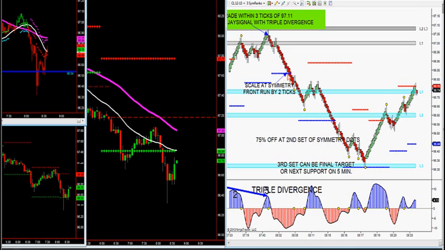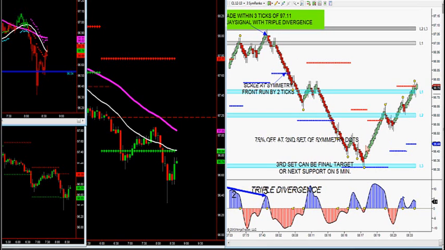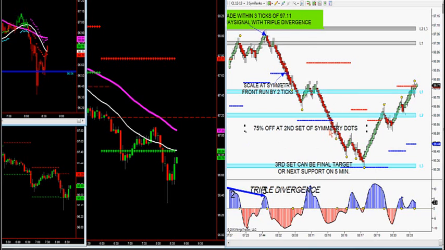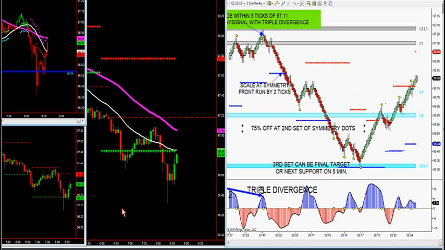You want to scale at the first set of symmetry or your automated dome. Here's the first set of symmetry dots, or leading indicators. Within 2 ticks of this symmetry dot, a leading indicator, you'll see the price to the right down here. It automatically plots. You can scale out or take 10 ticks off. Once you're off 10 ticks, you can put it to break even or break even plus 1. Go for the second set of symmetry dots. Let the runner run. When you come within 2 ticks of my second set, bail 75% of the position. If you're 4 contracts short, you bail all. There should be 3 off right at the second set. The third set can be your final target if you don't have any support over here on your 5-minute charts.